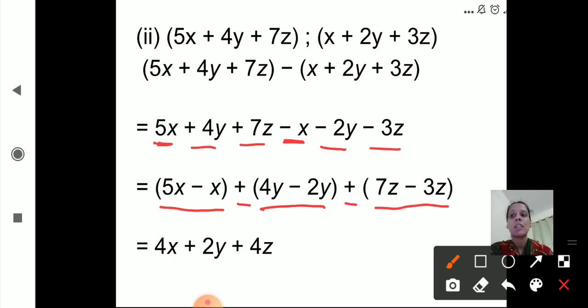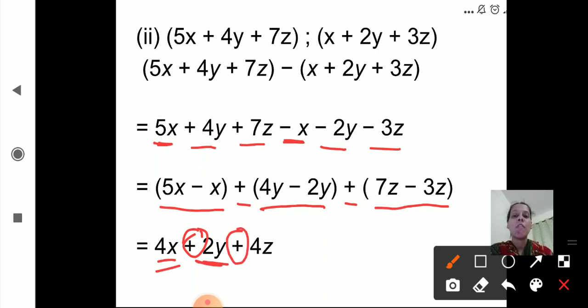Okay. Now we will solve the brackets. 5x minus x, that means 1x. So 5x minus 1x is what? 4x. So here it is 4x. In between the plus sign we will write down as it is. Now 4y minus 2y. 4 minus 2 is 2, and we will write down the variable as it is, that is y. Now in between again the plus sign.